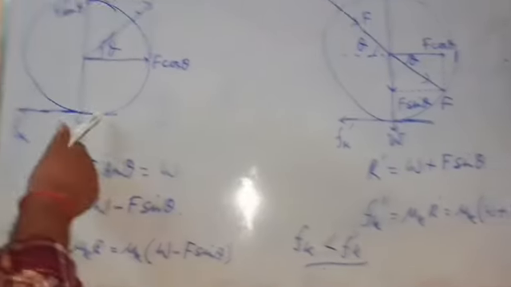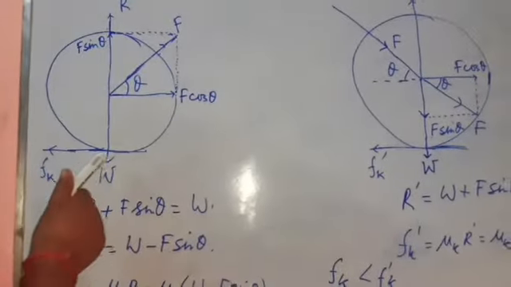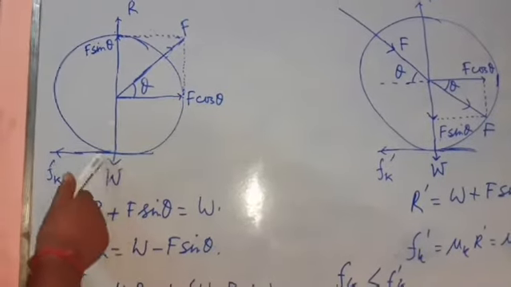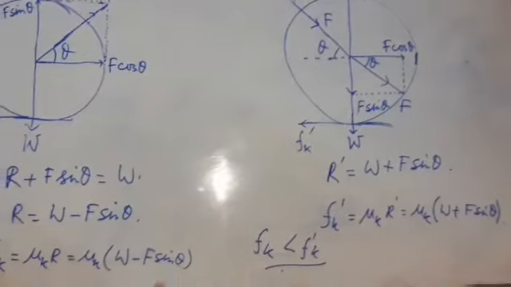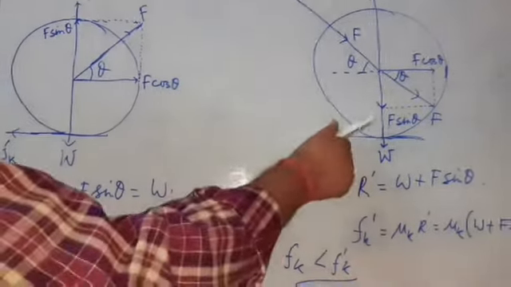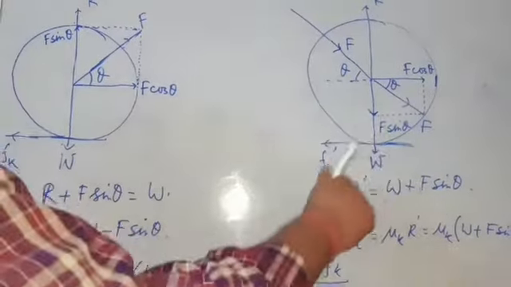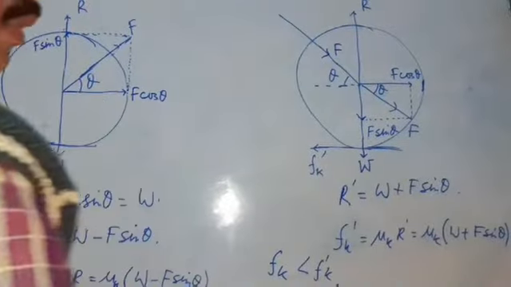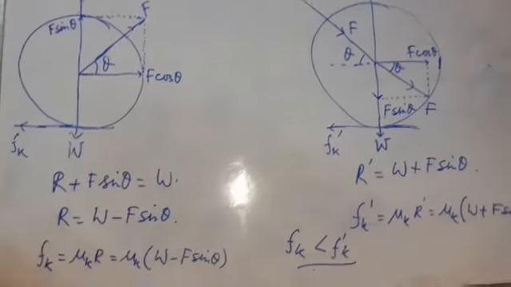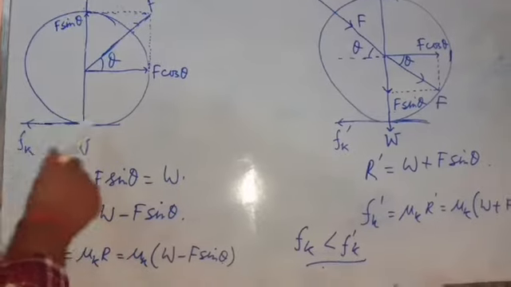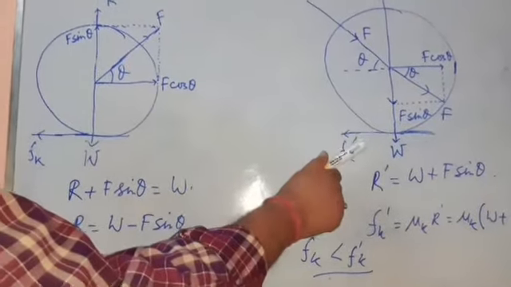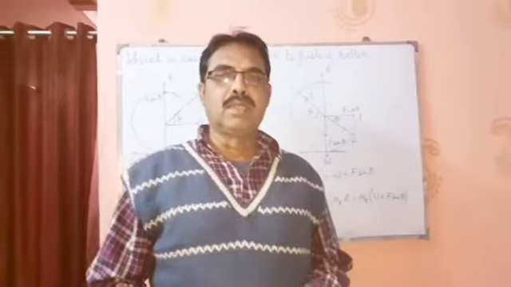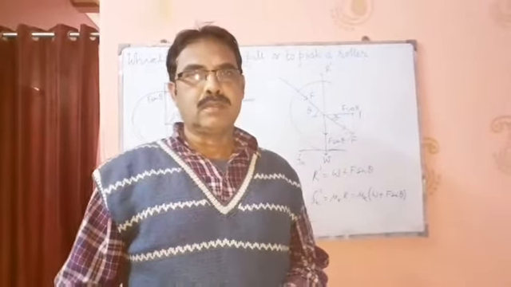So in the case of pulling, Fk is less than in the case of pushing. So naturally we have to apply more force in the pushing case to move this roller. That's why in this case the friction is less and in this case the friction is more. So we conclude that pulling is easier than pushing.